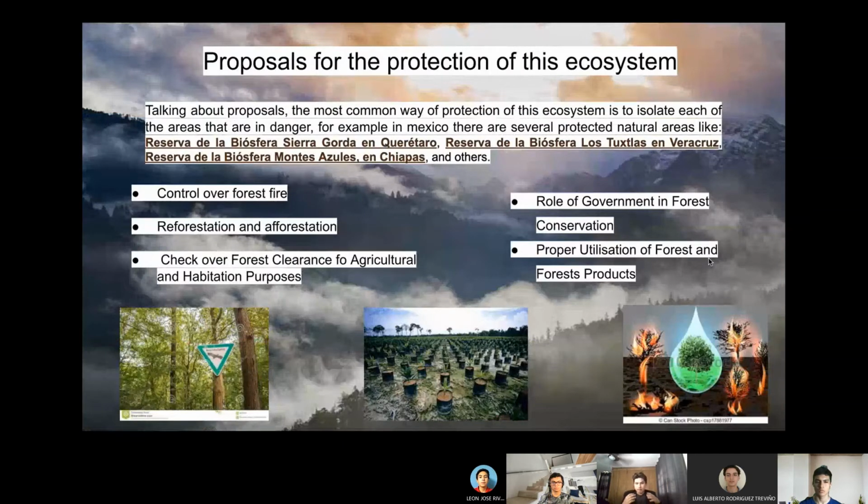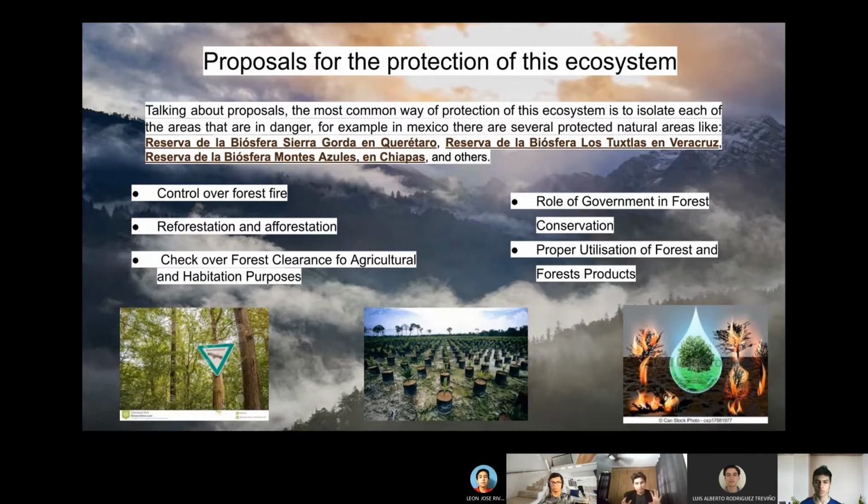Now, we have some proposals for the protection of this ecosystem. But first, let's talk about the most common way of protecting this ecosystem. That is to isolate each of the areas that are in danger. For example, here in Mexico, there are several protected natural areas, such as the Reserva de la Biosfera Sierra Gorda in Querétaro, Reserva de la Biosfera Los Tuxtlas in Veracruz, and the Reserva de la Biosfera Montes Azules in Chiapas, and there are many others, but these are the most important.